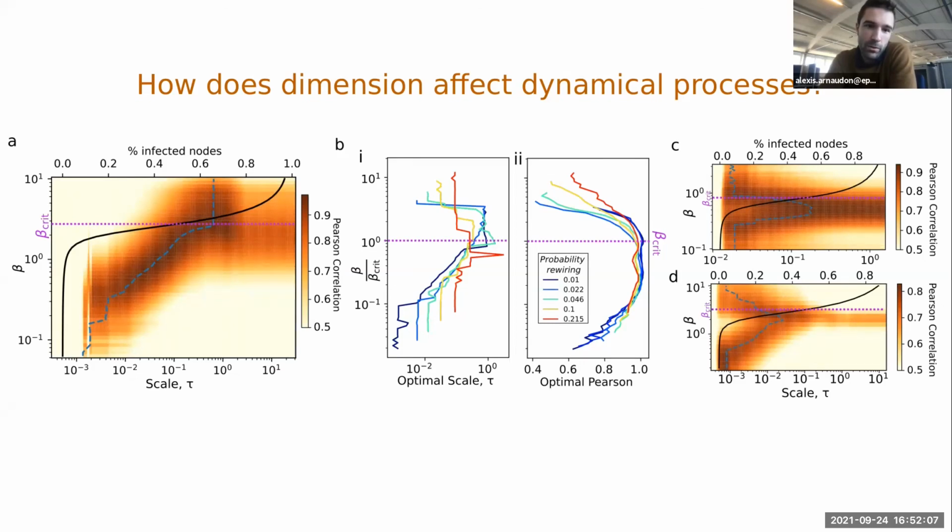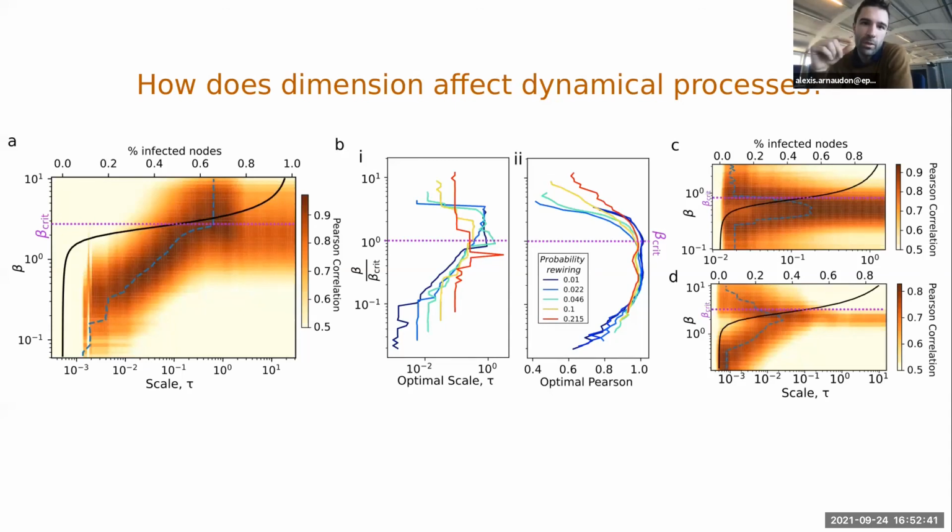On the left, you see the scale tau on the x-axis. On the y-axis, you see the infectability of the diffusion process. So it's a parameter in the dynamics. And we run this for small world graphs, which are basically nodes put on a circle and wired randomly across. And then we do the Pearson correlation between the local dimension and the actual fraction of infected nodes. And so we see that there's a nice correlation between the scale of diffusion that we use and the infectability.